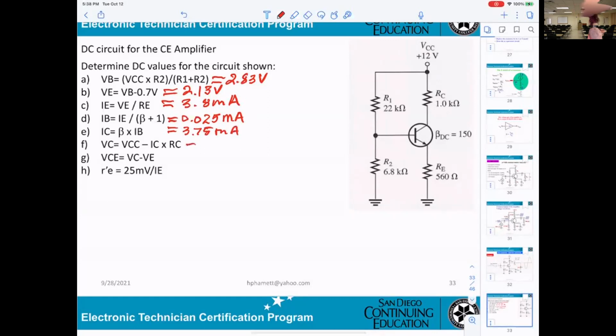Okay, VC means 12 minus IC, 3.75, times RC, 1K. Okay, what do you get? 12 minus 3.75, 8.25.